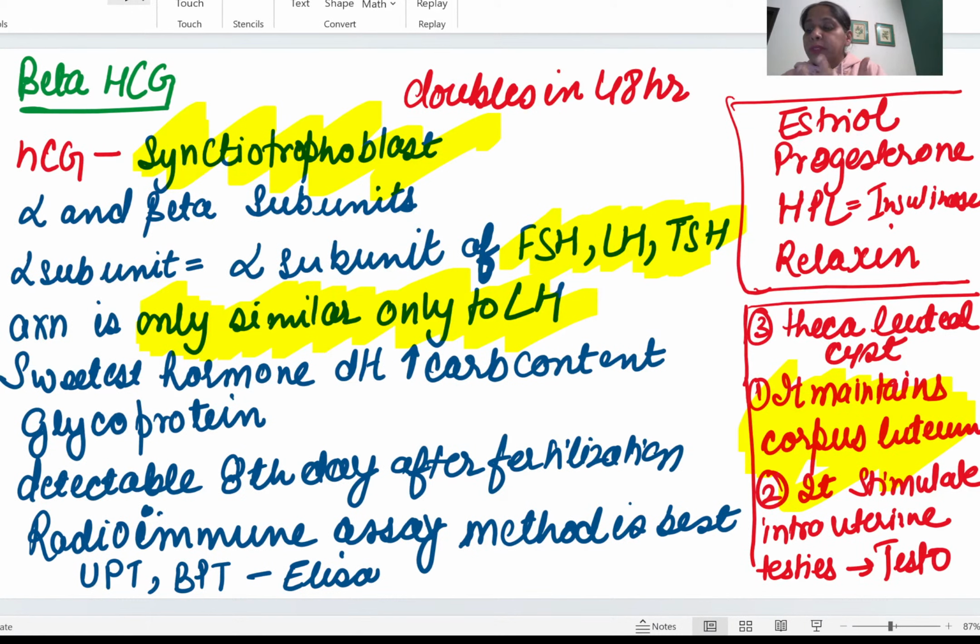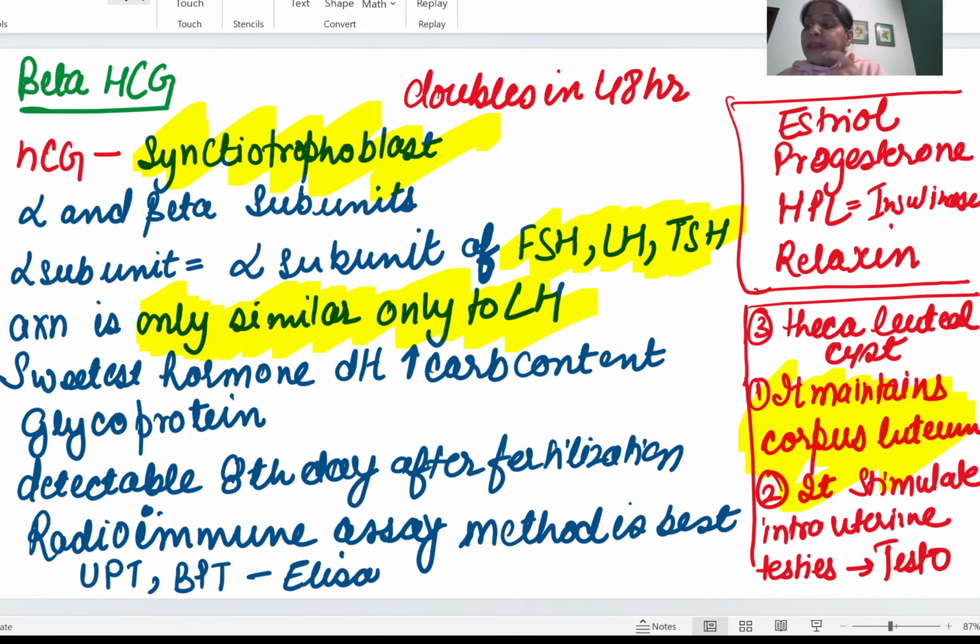How? The corpus luteum does not disintegrate in 10 days, because when a lady conceives, the syncytiotrophoblasts synthesize HCG, and this HCG has the same function as that of LH, and this HCG maintains the corpus luteum. Here comes another question: who maintains the corpus luteum of pregnancy? And there they give you options HCG, LH. So the answer is HCG, due to its luteotropic action.